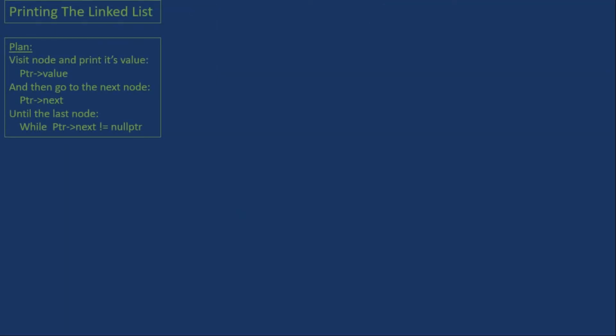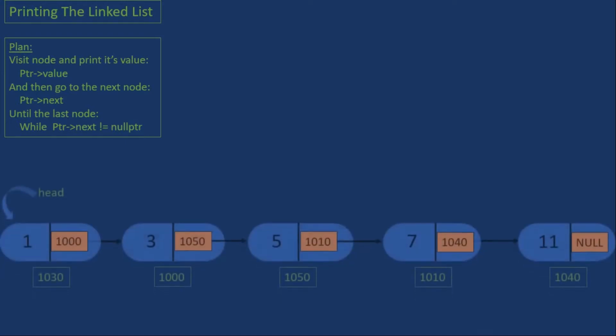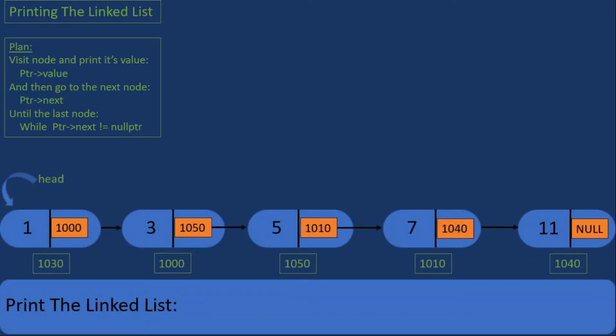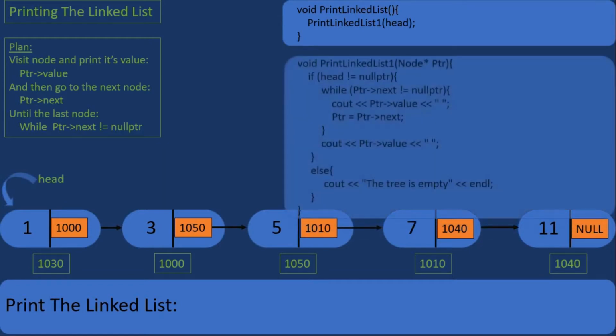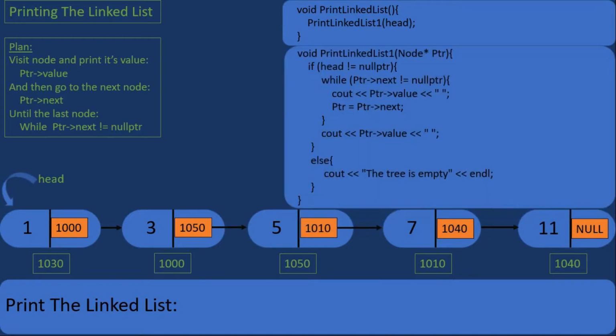If you watched the previous videos, you have seen that I write a function and have it call another function. So we'll create the print linked list function, and the print linked list function will only call the second function. This function will take in a head node pointer. Since this function takes in a node pointer, the pointer ptr will be pointing to the head node.